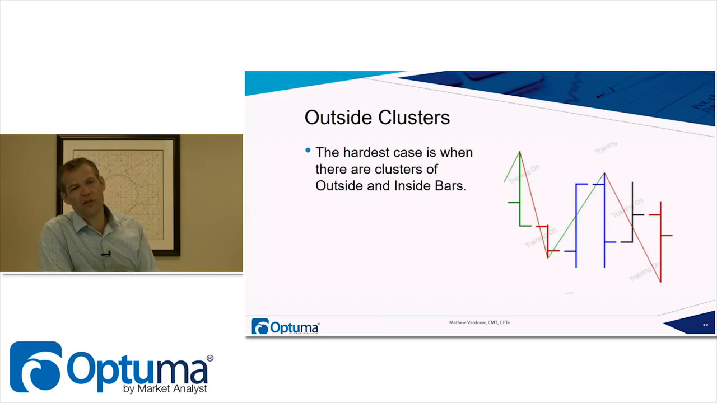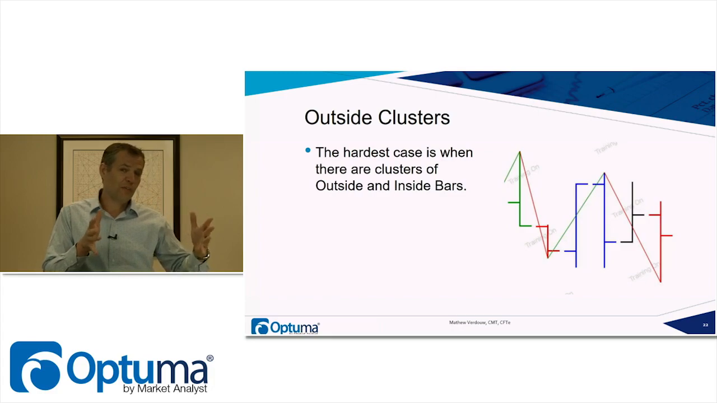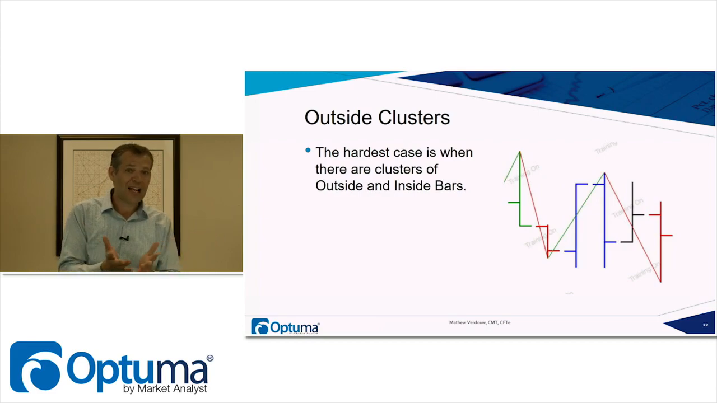Outside clusters, you know, the hardest case, and it took me probably 10 years to get this all sorted out, is when you get outside followed by inside followed by outside, and you've got this cluster of all these bars. I think the worst case we ever saw was about 5 or 6 bars in a row where there was no clear higher or lower. So we had this cluster of all of these bars, and it's like, well, how do we process that? And even Gann's writings were a bit silent on this type of stuff.